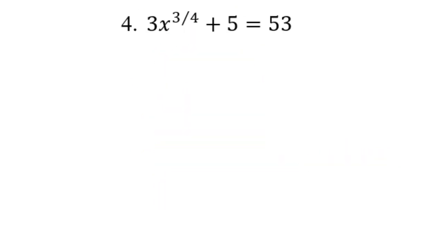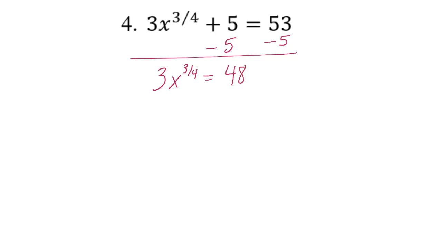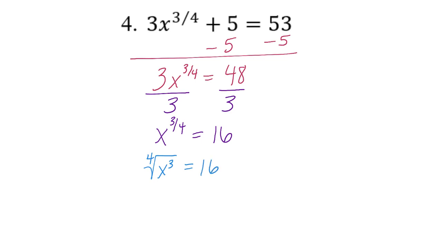All right, looking at this next one, we want to get rid of the adding and subtracting first. So we want to subtract the 5. Then we want to divide by the 3 that's in front because it is multiplying. This is using those equation solving skills. Now we want to rewrite that as the 4th root of x to the 3rd equals 16. So now to get rid of it, we want to raise both sides to the 4th power.